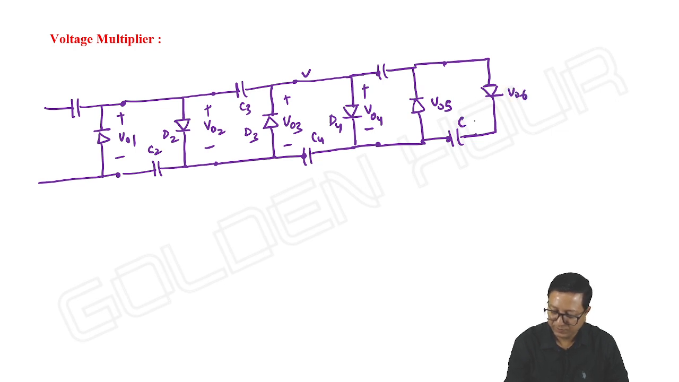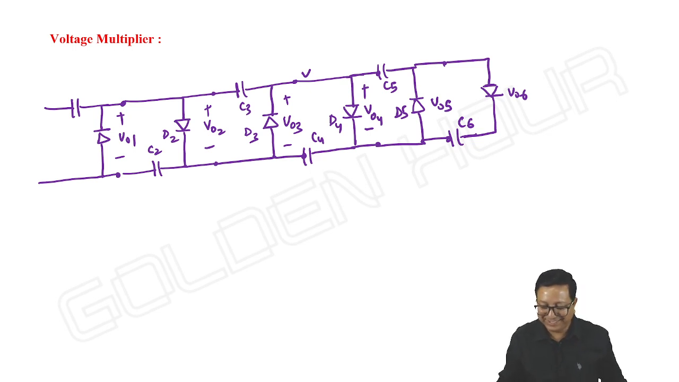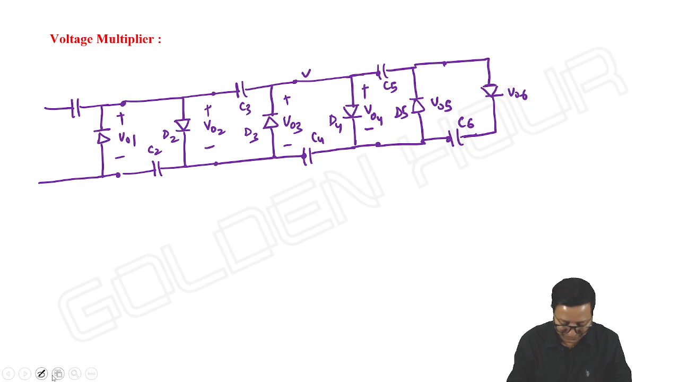VO6, C6, C5, D5. Now we can easily understand its answer. Okay, the diagram has gone upwards. No, I have not written it well. Okay.